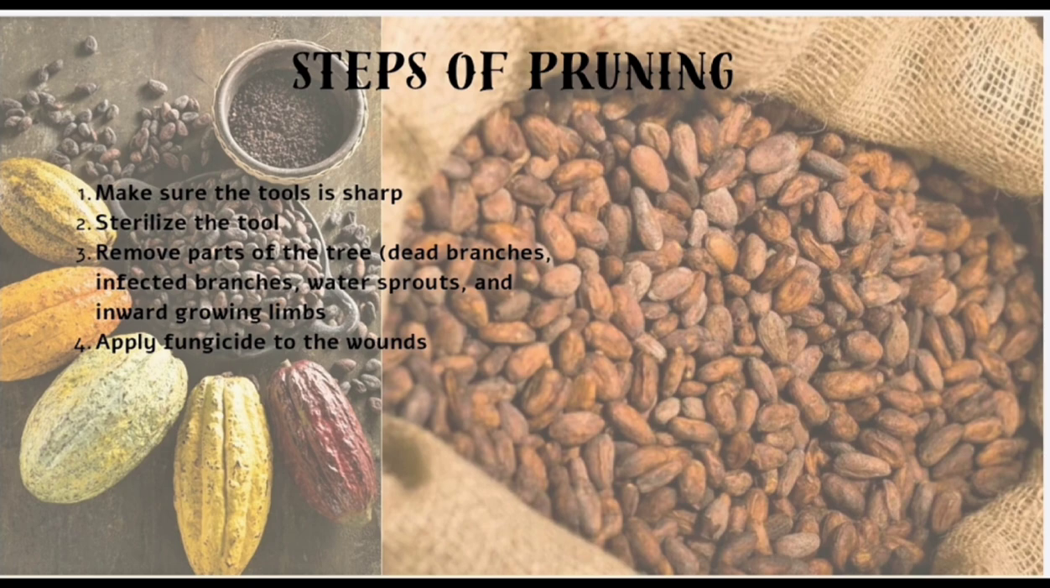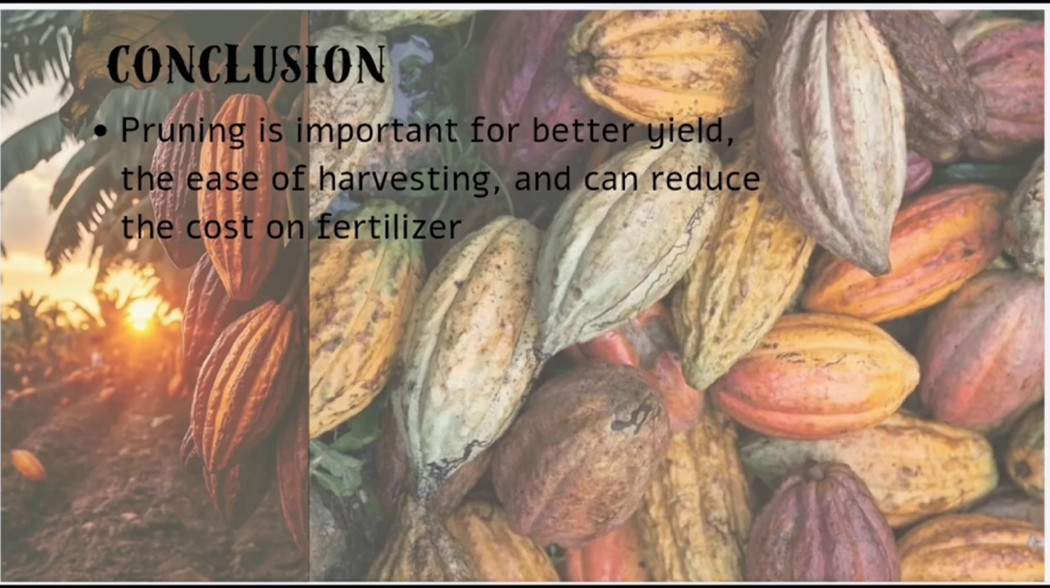Pruning could be done with the use of tools such as pruning shears, loppers for thicker branches, and a pruning saw for thicker limbs. The steps of pruning are, first, make sure the tool is sharp and sterilize the tool. Then remove parts of the tree, for example, dead branches, infected branches, water sprouts, and inward-growing limbs. And lastly, apply fungicide to the wounds of the pruned tree.